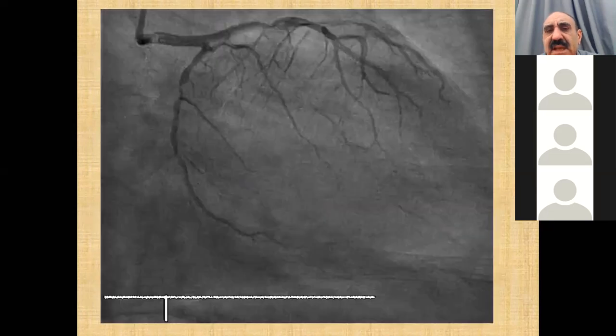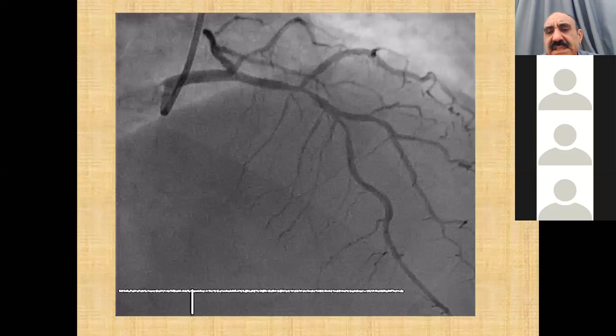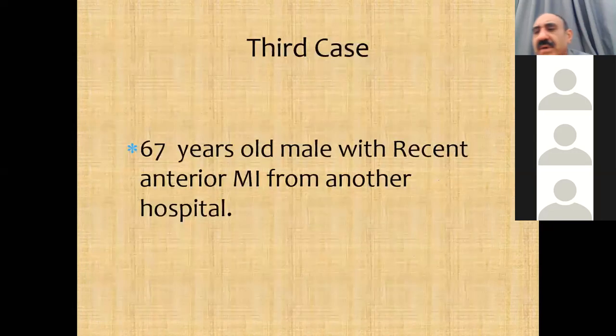So the patient has triple or at least 2 vessel disease, and the patient went for coronary artery bypass graft surgery.